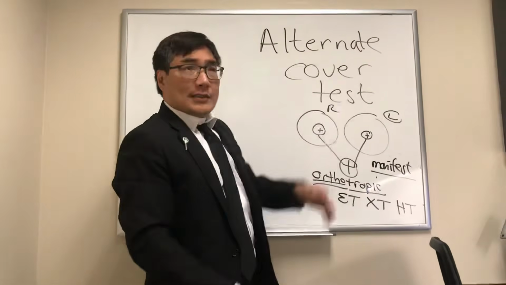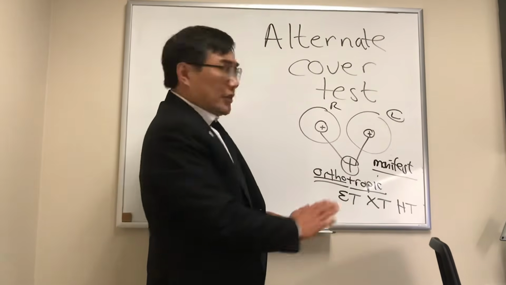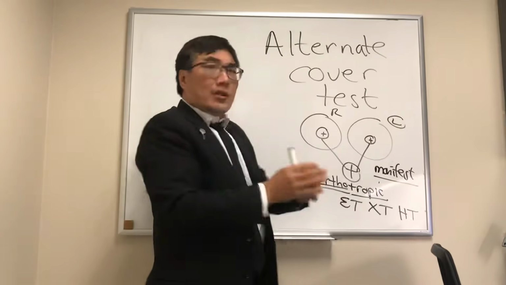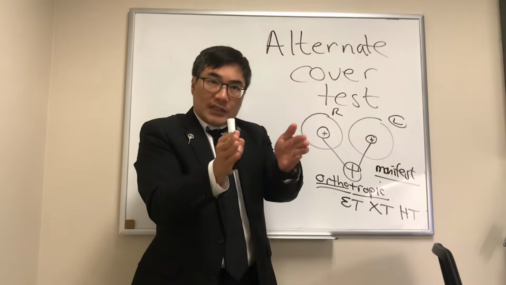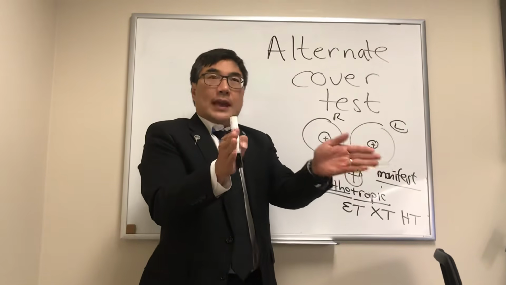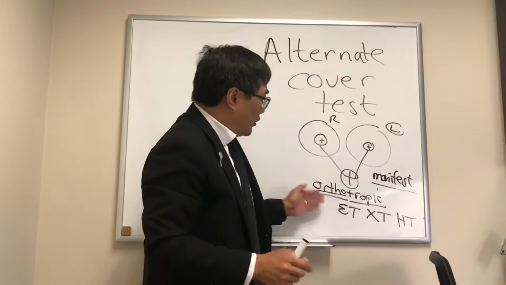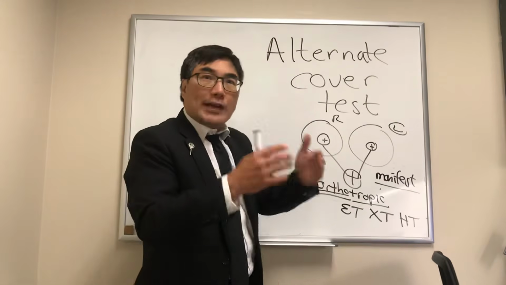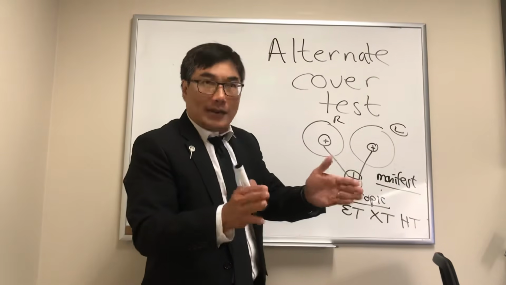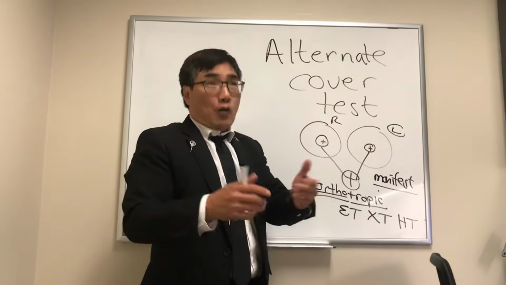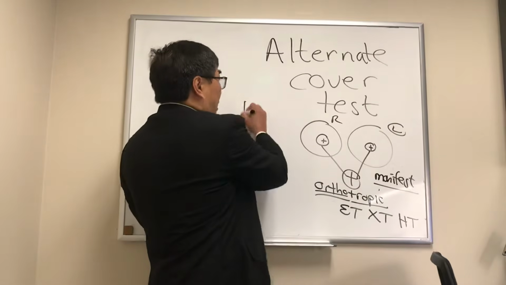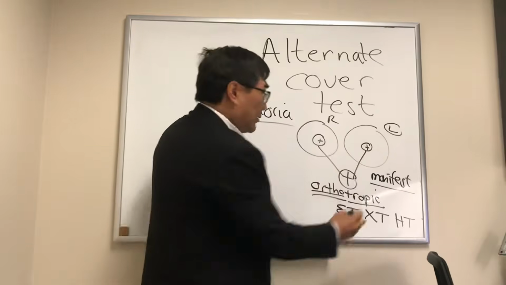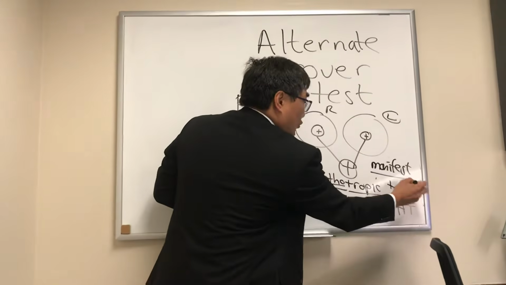The alternate cover test breaks the fusion. So when we do alternate cover tests, underneath the cover, one of the eyes, when it loses fixation, might drift. And so as opposed to the cover test, which is used to measure tropia, the alternate cover test breaks the fusion and can measure the entire deviation, including phorias. So a phoria is not a manifest deviation. A manifest deviation would be called a tropia.